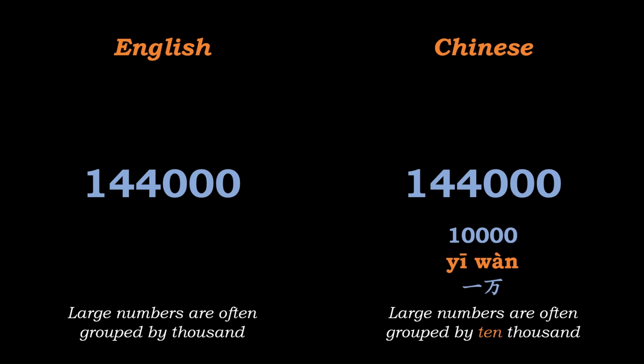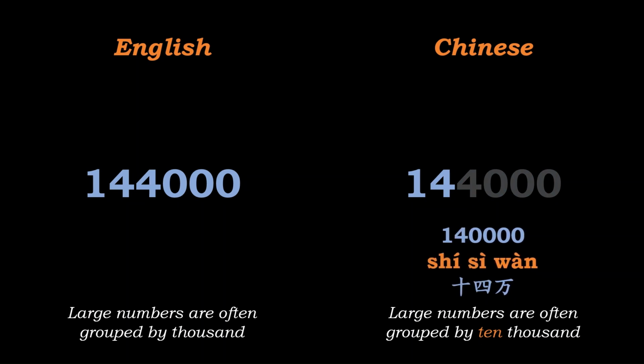Now, in the number 144,000, how many 10,000s are there? Well, one trick is to simply count 4 digits from the right, and whatever remains is the amount of 10,000s in that number. So let's do that. 1, 2, 3, 4. And what remains is 14, which in Chinese is 十四. So there are 14 10,000s, or 十四万.